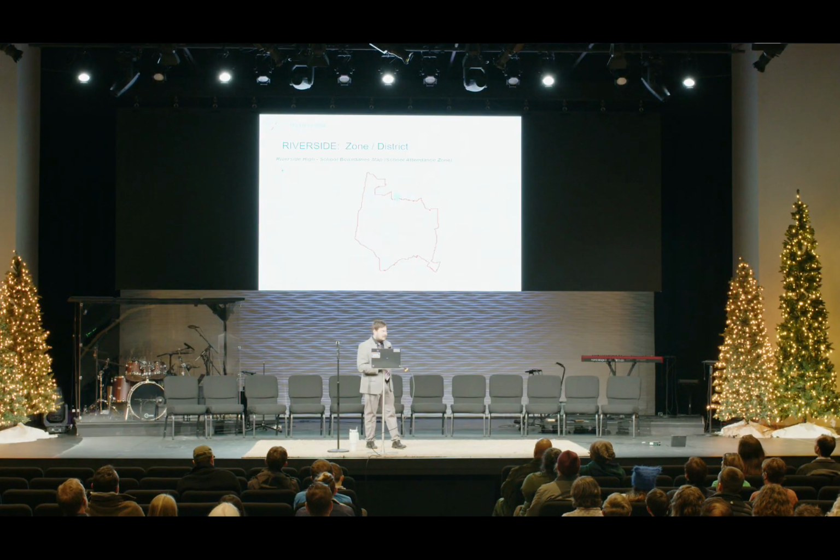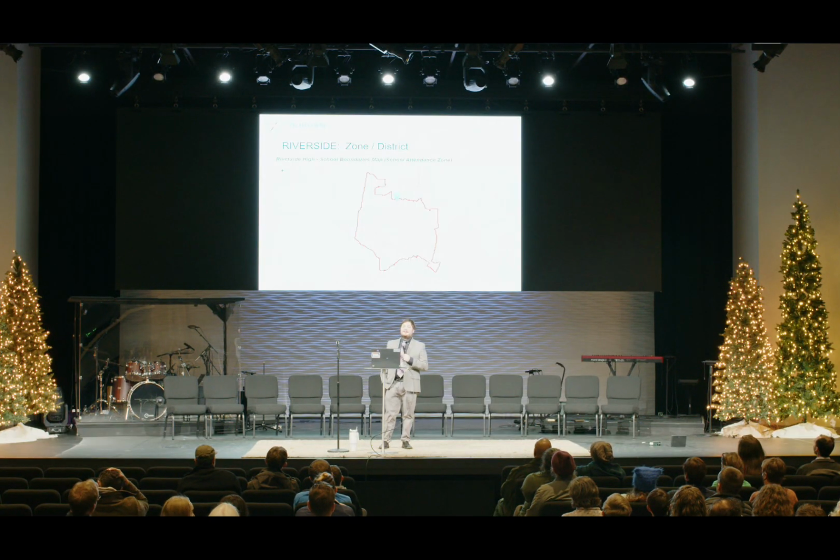If you've never seen it before, this is what Riverside's zone looks like. And if you are within that zone, that means that you have priority to get in through the lottery system. If you are not in that zone, that means that you are districted for a different part of Durham and therefore have to rely on lottery luck to get in.